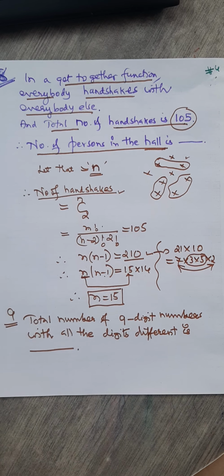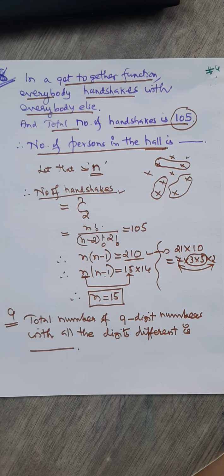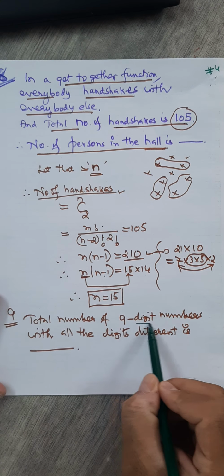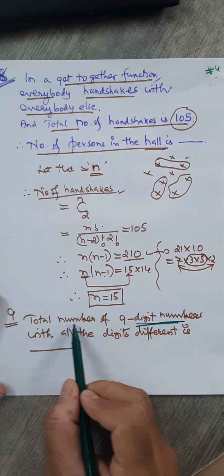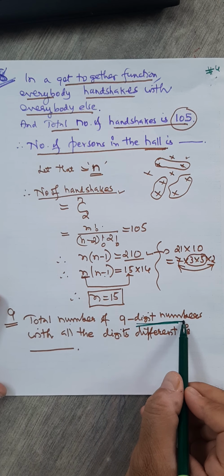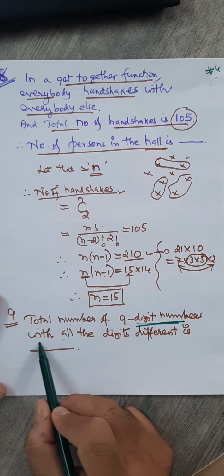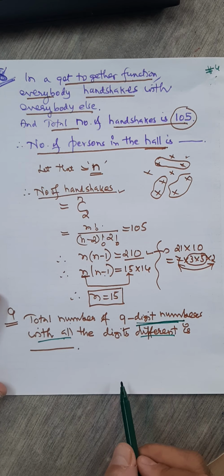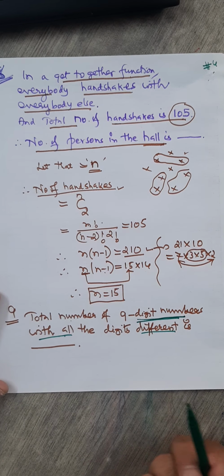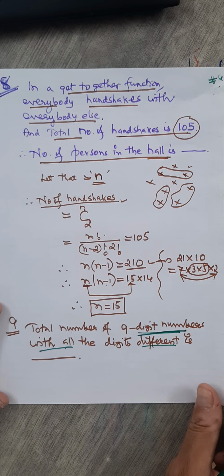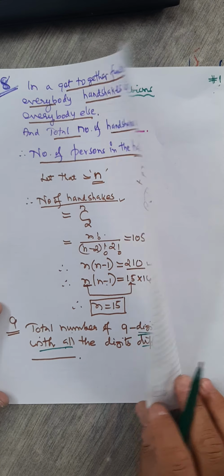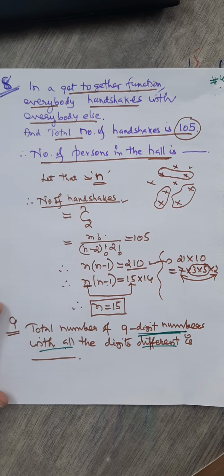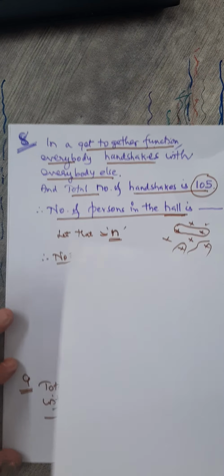Is this question clear to you? What does the question say? You find the total number of 9-digit numbers with all the digits different, that means without repetition. Now what are the given digits here? All. How many digits are there? 10 digits. So let me do the solution here.